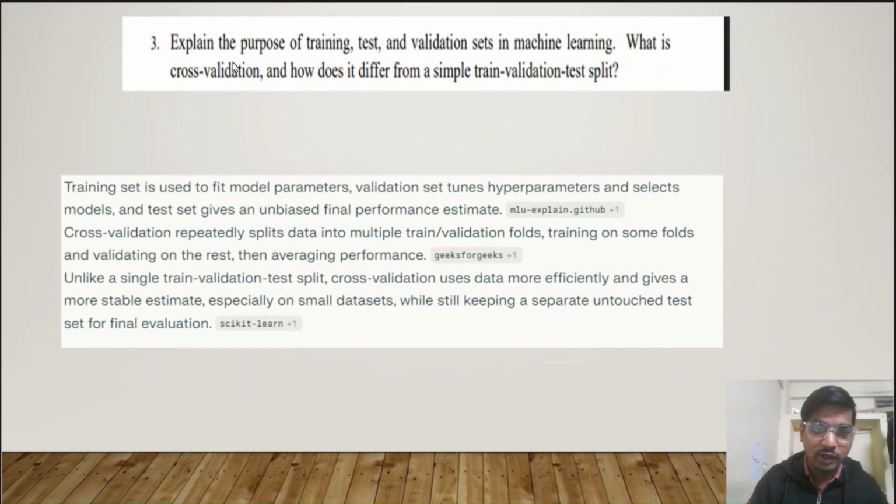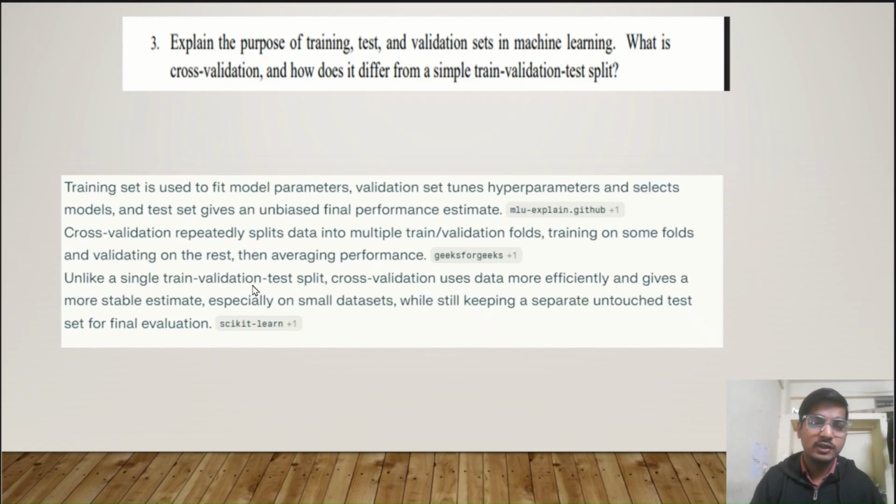The third question asks to explain the purpose of training, test, and validation sets in machine learning. What is cross validation and how does it differ from a simple train validation test set? Here, the training set is used to fit the model parameters. The validation set tunes the hyperparameters and selects the model, and the test set gives an unbiased final performance estimate.